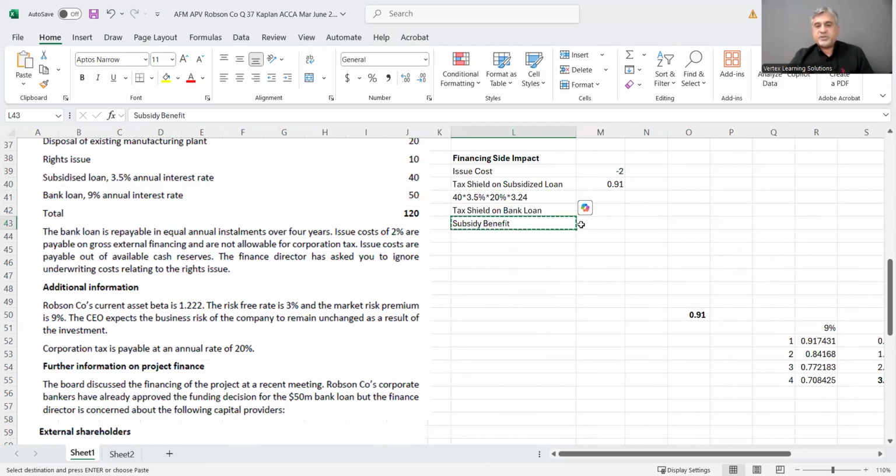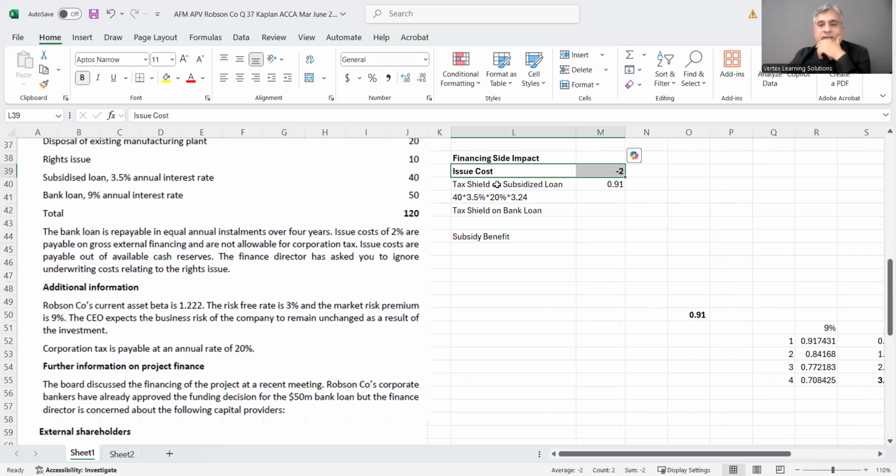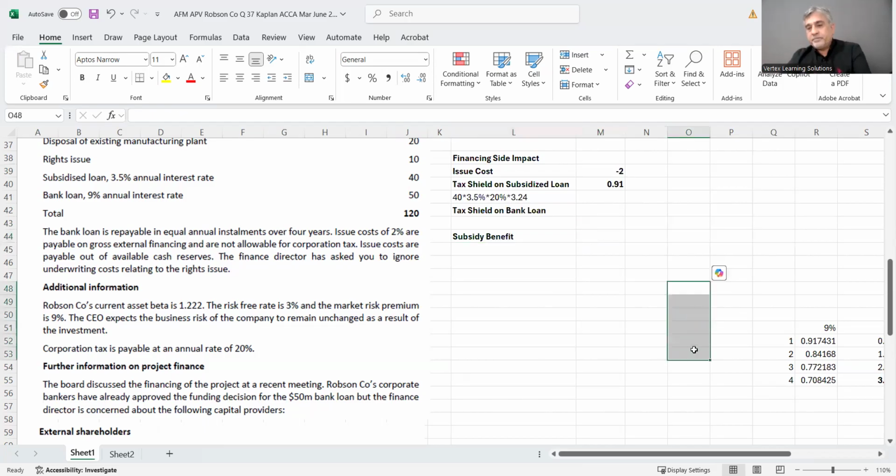Then you come down to the tax shield for the bank loan, then you come to the subsidy benefit and so on. So I need one number, this is done. I need the second number, this is done. Now I need the third number, which is the tax shield on the bank loan, and then the subsidy benefit. Okay, now the bank loan I have to create again. How much is your bank loan? Your bank loan is 50 million, and you have to pay it back in equal installments.